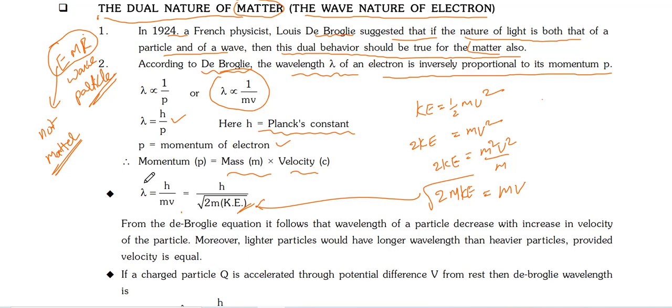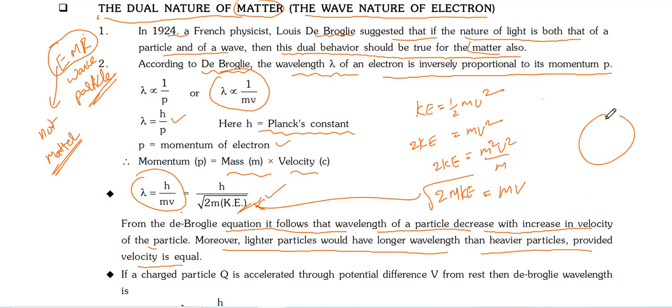If they give you the velocity and mass, it's fine; otherwise you can calculate from the kinetic energy also. From the de Broglie equation, it follows that the wavelength of a particle decreases with increase in velocity. Moreover, a lighter particle would have a longer wavelength than a heavier particle, provided velocity is equal. That's why a big car also moves like a wave, but you cannot identify it because the wavelength is very small. If an electron is moving, the wave is big, so we can easily identify the wave nature. Smaller particles are clearly visible in wave manner, but this is not applicable for heavy macroscopic particles.